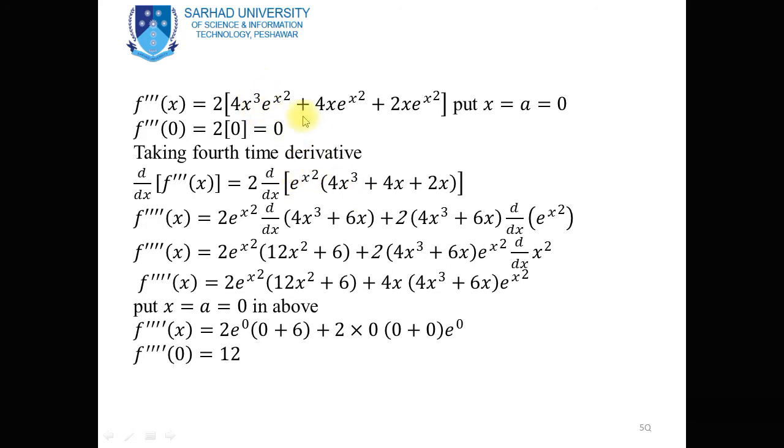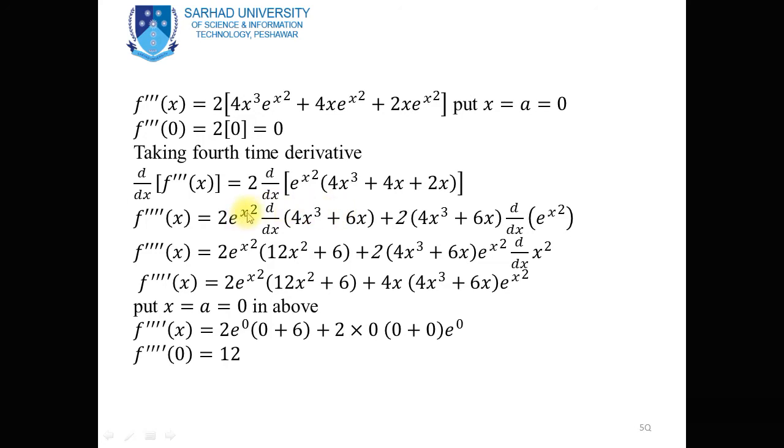We obtain e^(x²) into (4x³ + 4x + 2x). So now these are the two functions in multiplied form. Using the product rule for the derivative, you see over here, this 2 is as it is, and e^(x²) is the first function, and the second function is 4x³ + 6x, since 4x plus 2x is equal to 6x.